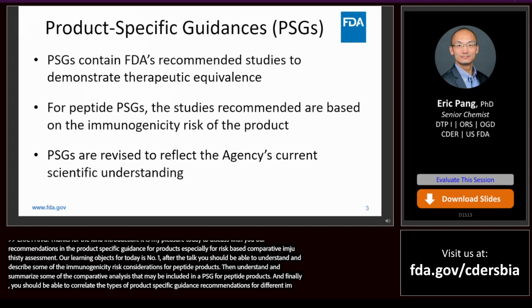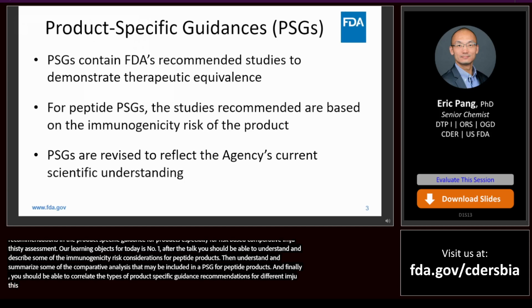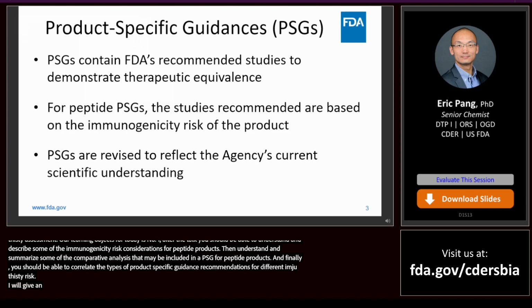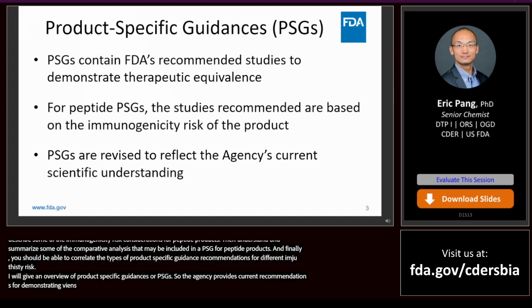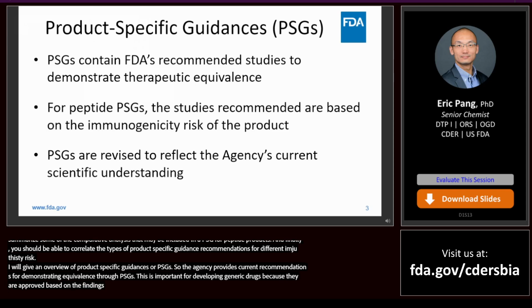Next, I would like to start off by providing a brief overview of product-specific guidances, or PSGs. The agency provides the current recommendations for demonstrating therapeutic equivalence through these PSGs. This is important for developing generic drugs because generic drugs are approved based on the findings of therapeutic equivalence to the reference listed drugs, also known as RLDs.